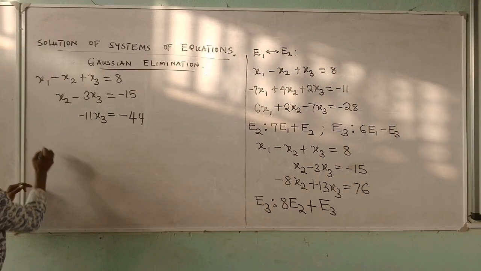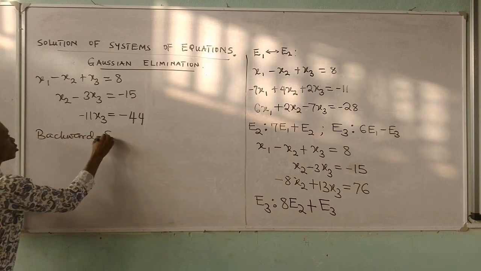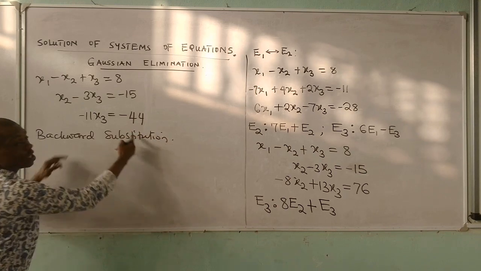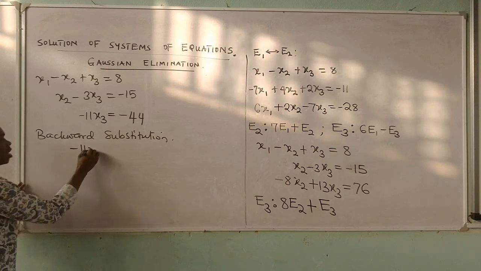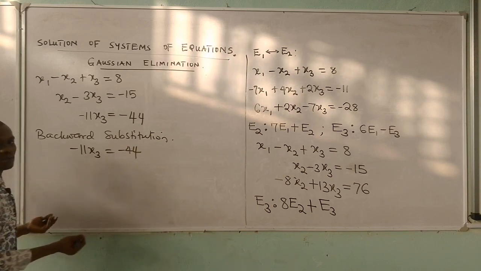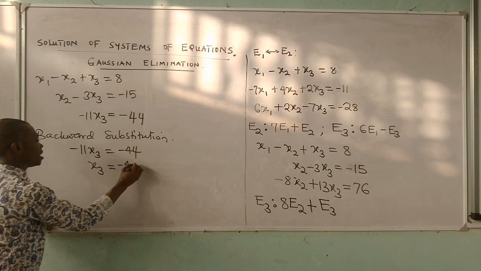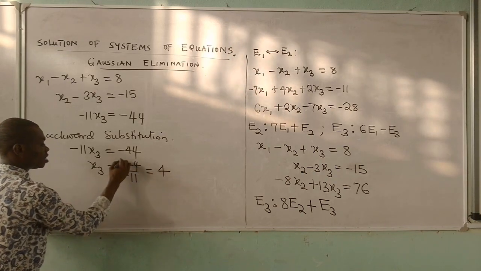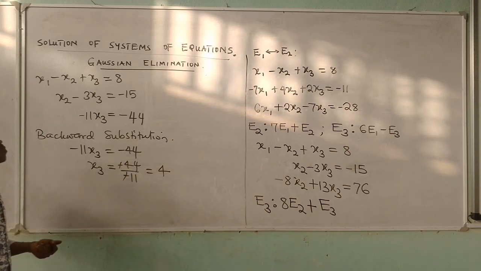So what do you then do? Backward substitution. For our backward substitution, we'll start with equation 3. This is our new E3. So I will just pick my minus 11x3 equal to minus 44. Divide both sides by minus 11. So x3 alone will be minus 44 all over minus 11. And that is equal to positive 4, because minus will cancel. So your x3 is plus 4.